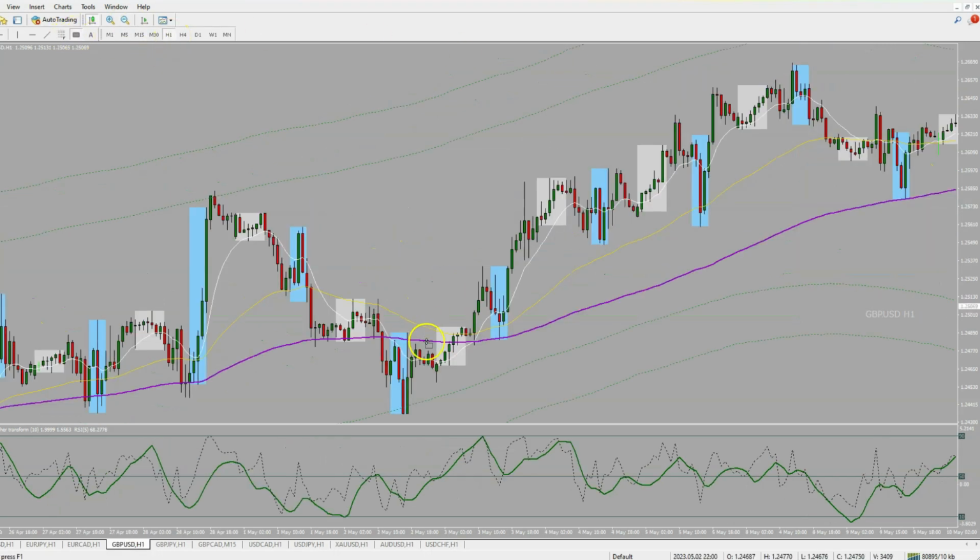All right, here's an example on the GBP USD. Very similar as the one we just got done looking at. You have a straight shot during the Asian session. Put a line at the top of that.